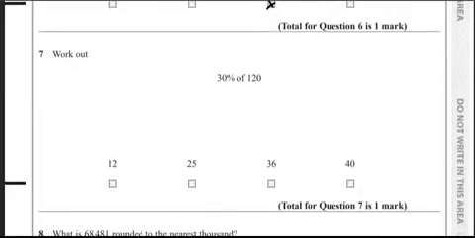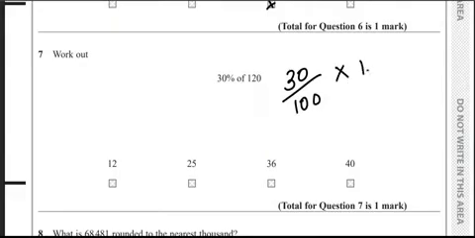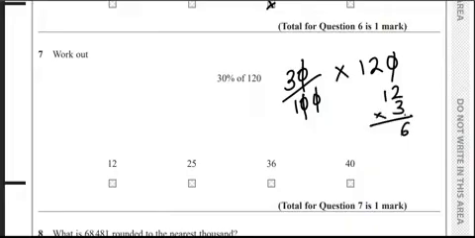Then we have question 7, told to work out 30% of 120. So just write 30% means divide by 100, or over 100. Of means multiplication, then 120. So you just remove the zeros. This 0 cancels, this one cancels here. So I'm left with 3. You multiply by 12. What is that? Here we have 6, then 3. So my answer is 36.